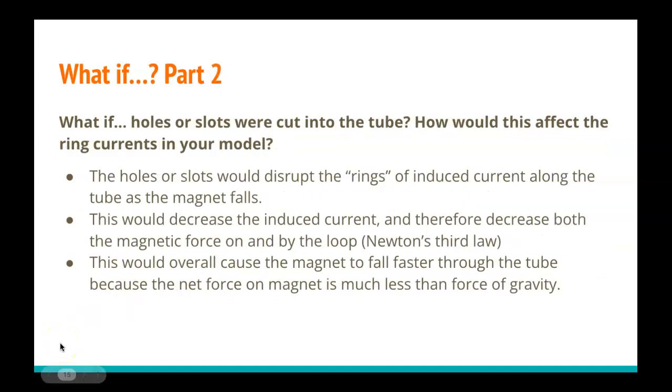Lastly, for the last what if question, what if holes or slots were cut into the tube? How would this affect the ring currents in your model? The holes or slots would disrupt the rings of induced current along the tube as the magnet falls. This would decrease the induced current and therefore decrease both the magnetic force on and by the loop, according to Newton's third law. This would overall cause the magnet to fall faster through the tube because the net force on the magnet is much less than the force of gravity.